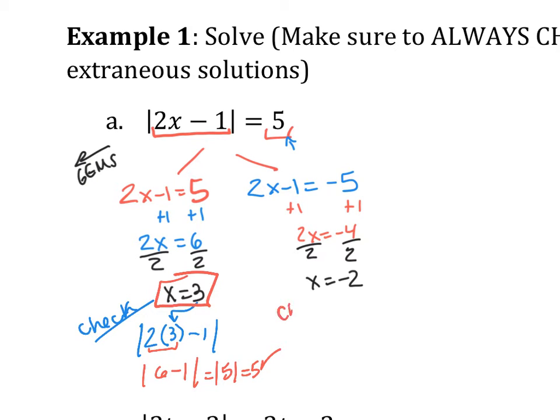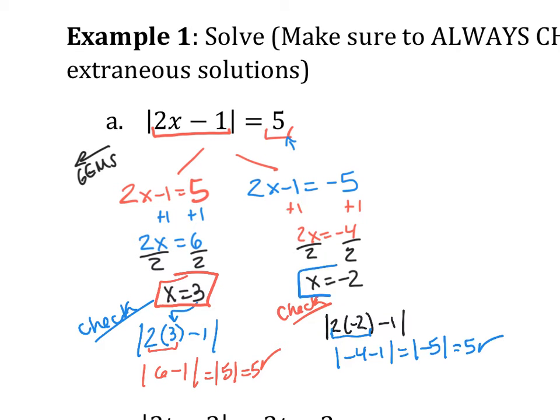And then if we check our second one, we'll have the absolute value of 2 times negative 2 minus 1. Do this multiplication, we'll have the absolute value of negative 4 minus 1, which is the absolute value of negative 5, which is 5. So that means they are both solutions, x equals 3 and x equals negative 2.